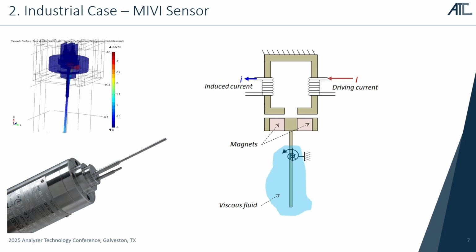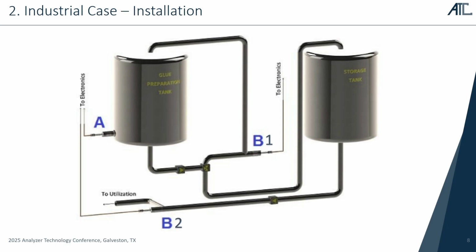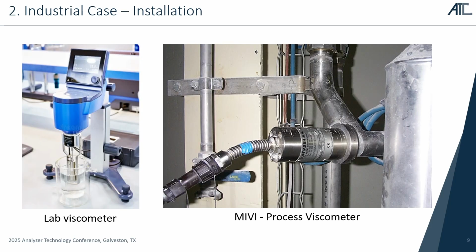So now I'm going to talk about the industrial case, the customer who installed and used the solution we've provided for TCV and correlation. The MIVI sensor can be installed on a tank, that's location A, or on a recirculation loop, location B1, or on a main line. For this specific case, the customer installed the MIVI sensor on the recirculation loop, location B1. We can see it in the picture on the right.